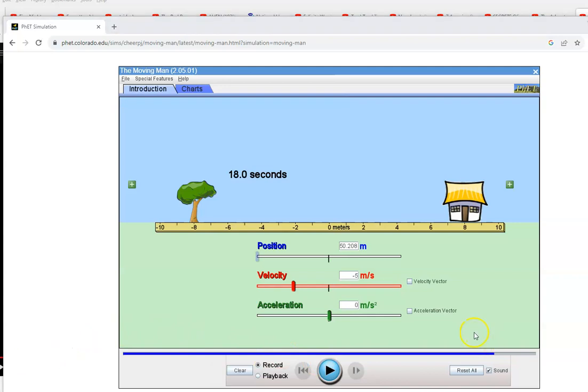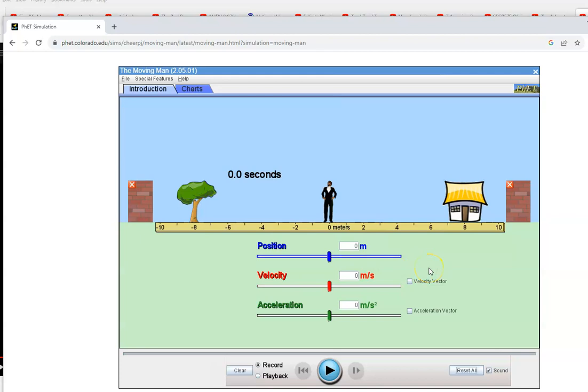You can reset the simulator by pressing Reset All. You can display the vectors of velocity and acceleration by checking their boxes.